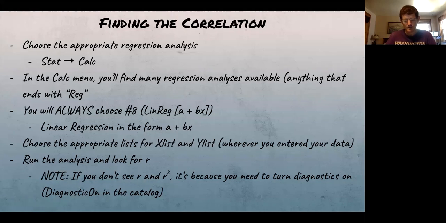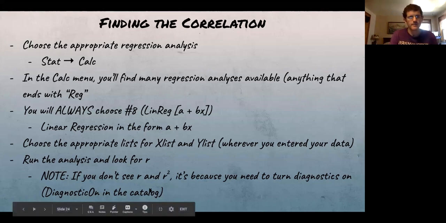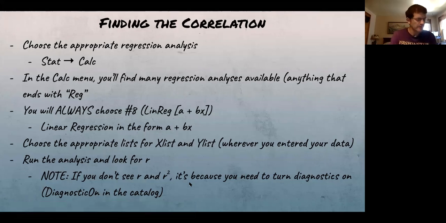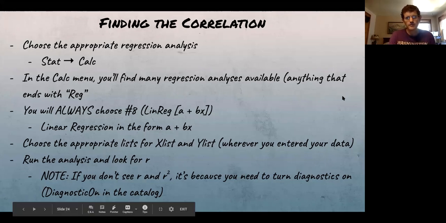And it gives you an a value, a b value, an r squared value, and an r. And just this last little bit, hopefully I'm not going too fast, if you didn't see r and r squared, it's because you need to turn diagnostics on. And you're going to see DiagnosticOn in the catalog. If you need help with that, let me know. But the only thing we're interested in right now is the correlation. We just found it.